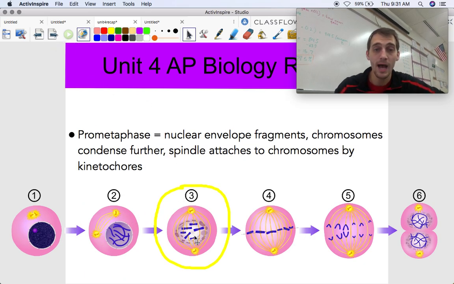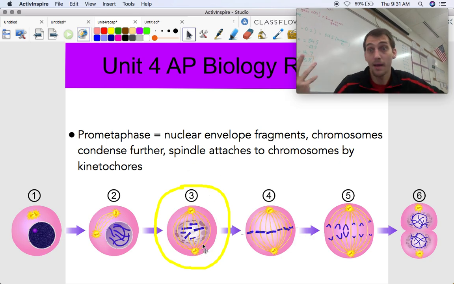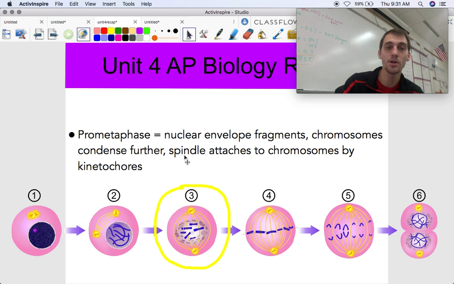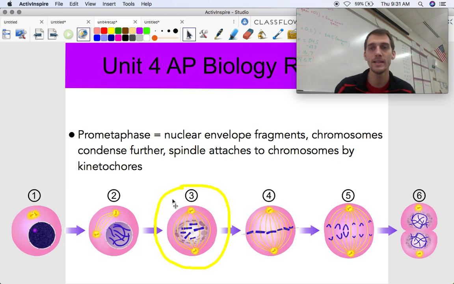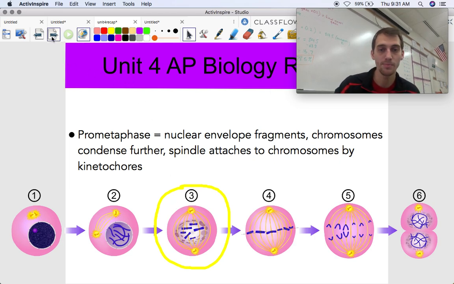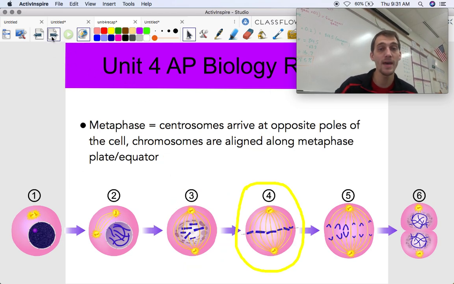In prometaphase, the mitotic spindle goes to the opposite ends of the cell. The nuclear envelope fragments, right? There's basically no more nucleus, so that the chromosomes can get out and we can split them up. Chromosomes condense further, and the spindle attaches to the chromosomes by proteins called kinetochores, which are going to be actually moving these things apart and splitting them up. So prometaphase is followed by metaphase.